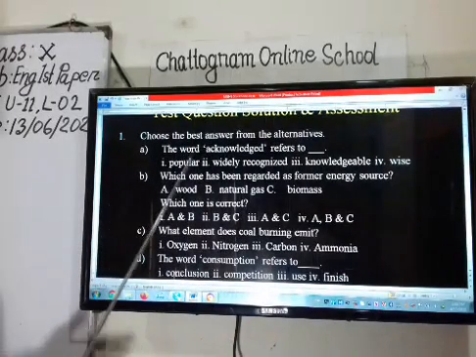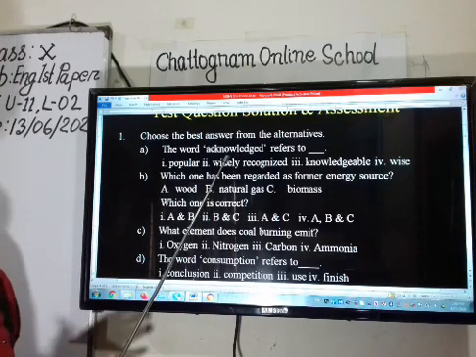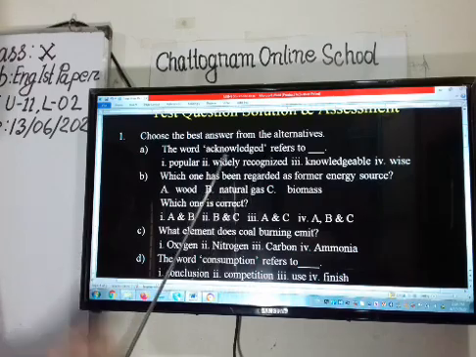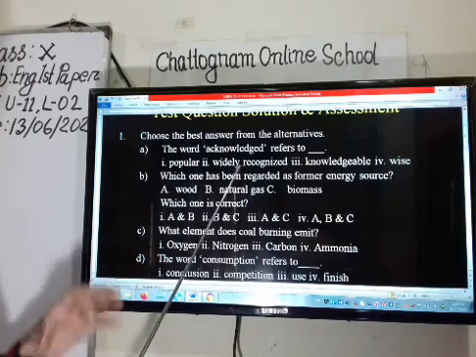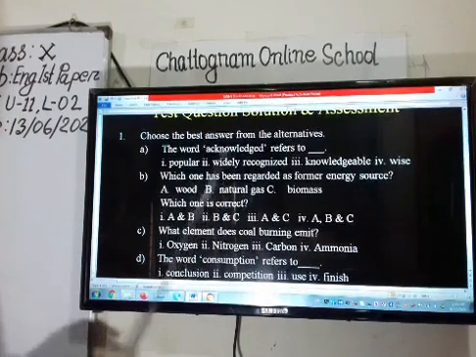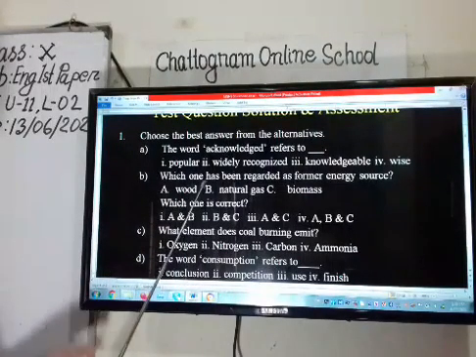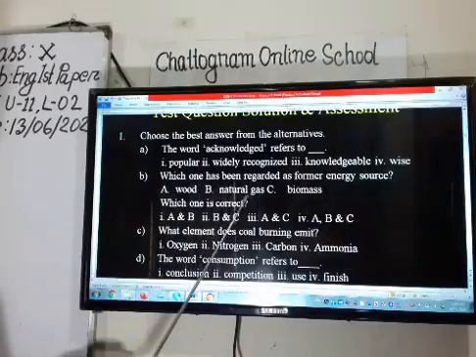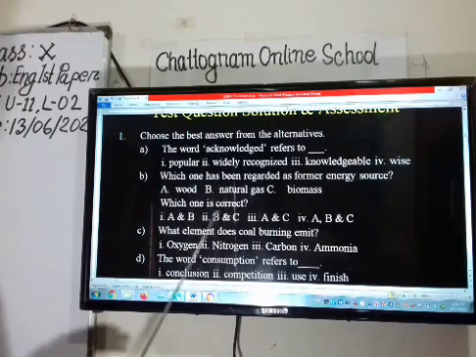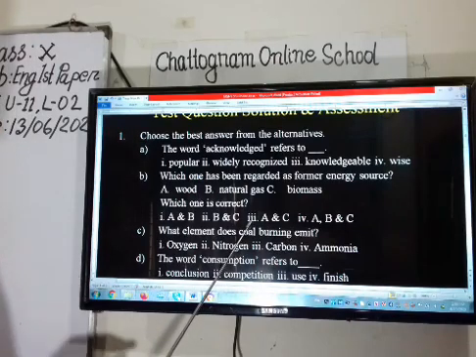Number 1, choose the best answer from the alternatives. A, the word acknowledge refers to: popular, widely recognized, knowledgeable. I have already said in the text that acknowledge means recognize, widely recognized. That is the answer. Okay, next you try B. Which one has been regarded as a former energy source? Here A would be natural gas, C biomass. There is more than one answer, so try. Okay, the answer is 4. No, 3. Yes, the answer is 3, A and C.